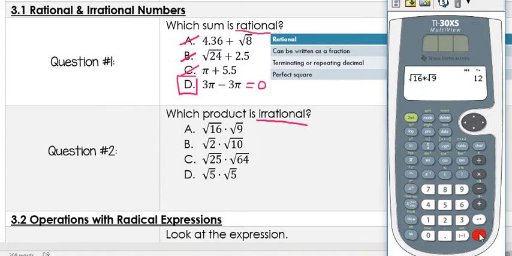and when you press enter, if you get an integer, it's rational. If you get a decimal, it's going to be irrational, or if you're left with a square root, depending on how your calculator simplifies. And that's one way you could go through the list. So I could try the next one. I have the square root of 2 times the square root of 10, which would equal the square root of 20. And the square root of 20 is not a perfect square.